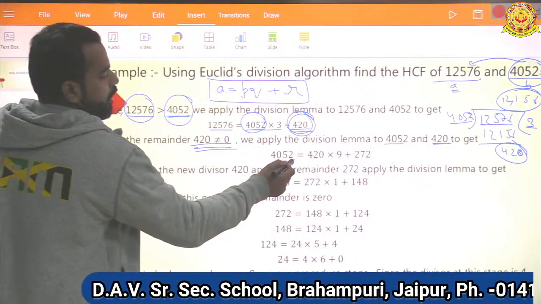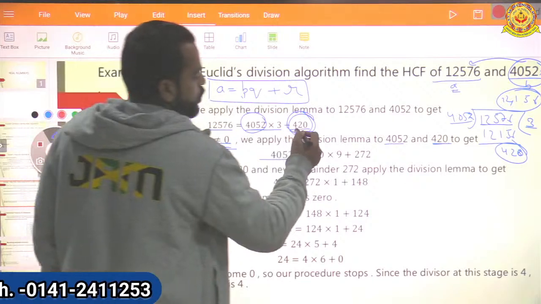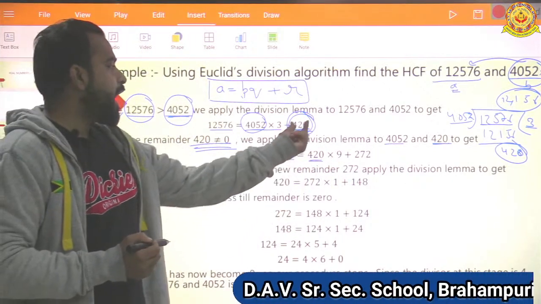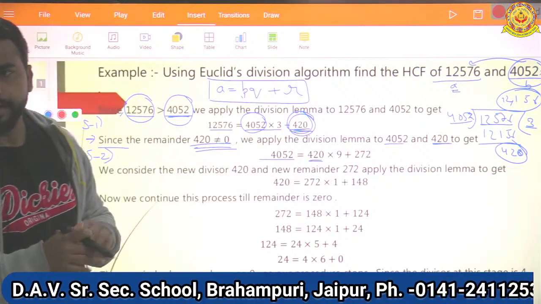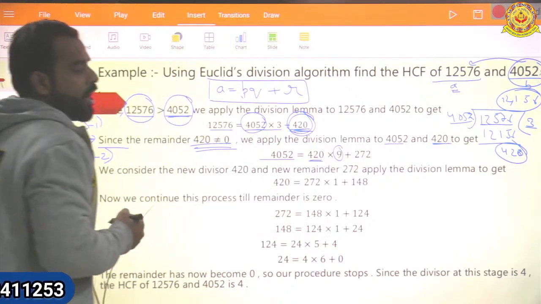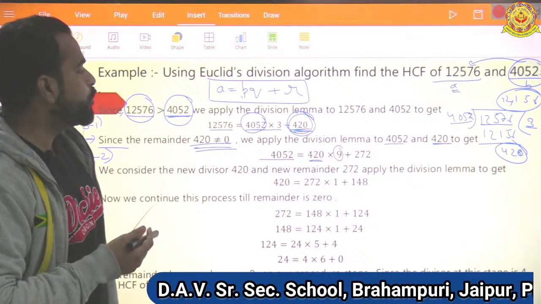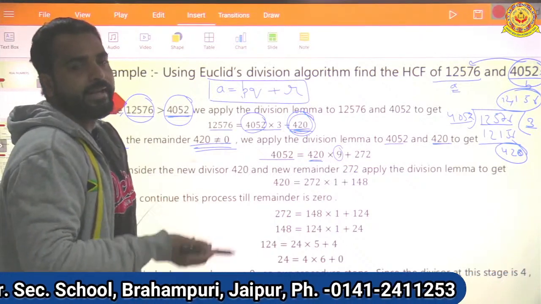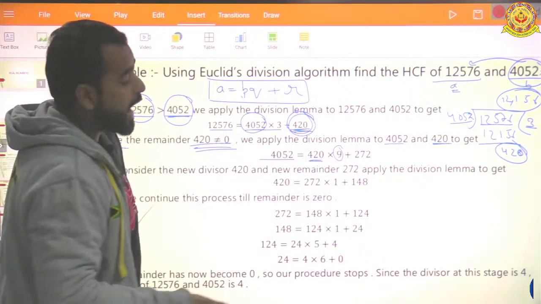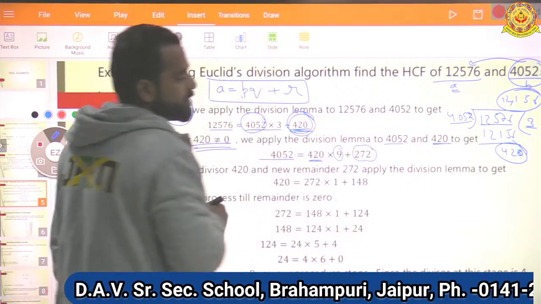Here our B number will be 4,052 and the remainder is 420. So this B will become A and this remainder will become the divisor in the next step. So A is equal to B into Q. Now how many times is 4,052 divisible by 420? Exactly 9 times, and some remainder will be left. So what remainder will be left in that case?